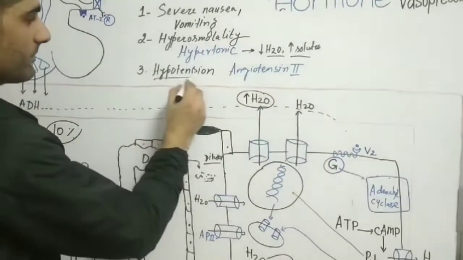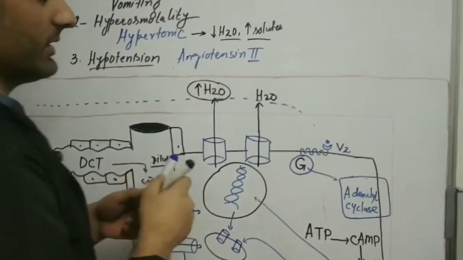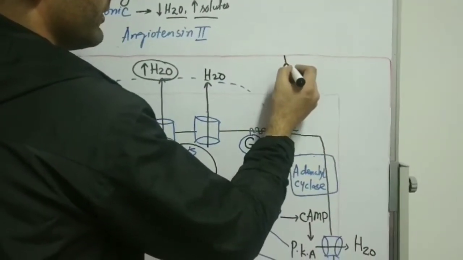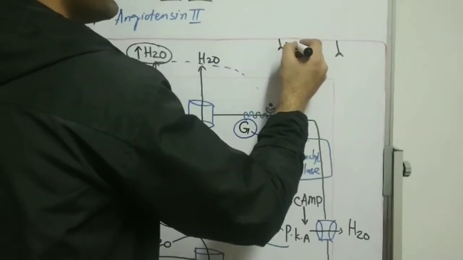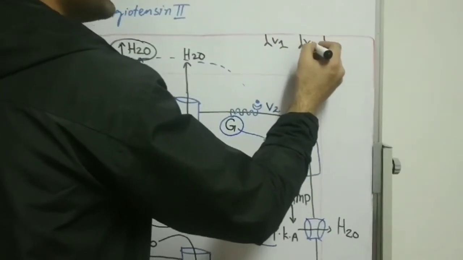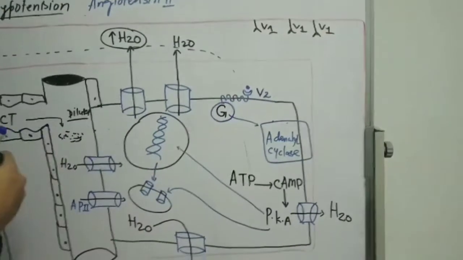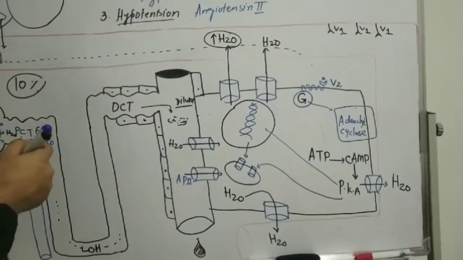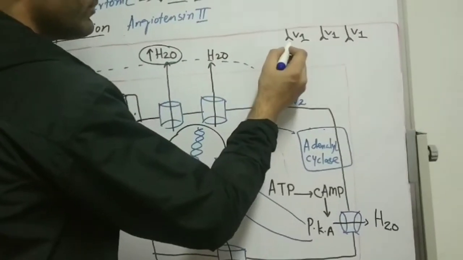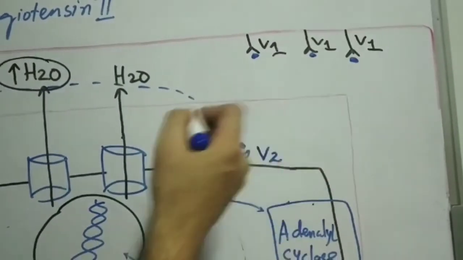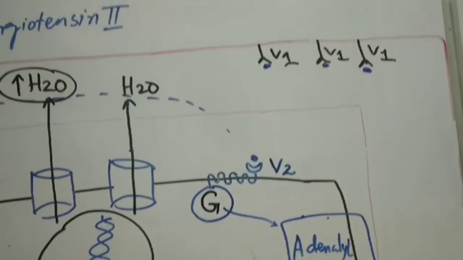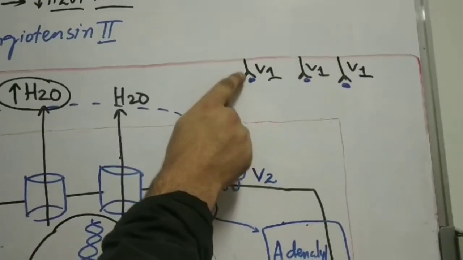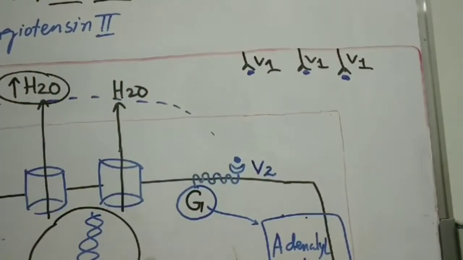Now the hypotension. Remember one thing. There are also receptors which are present in the vessels. Here I will show you. There are some receptors present in the vessels, which are called V1 receptors. When the V1 receptors get stimulated due to the action of ADH, ADH will bind here. As I already told you, ADH is also known as vasopressin. It is the vasoconstrictor. Whenever ADH binds to V1 receptors, the vessels will constrict.